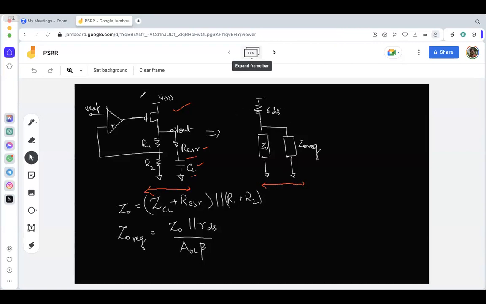where RDS is the resistance of the MOSFET, the driver. There will be a Z0. Z0 stands for the output impedance, which you can easily guess. It is the impedance offered by CL plus RESR in parallel with R1 plus R2. So these two networks coming in parallel will be our Z0.